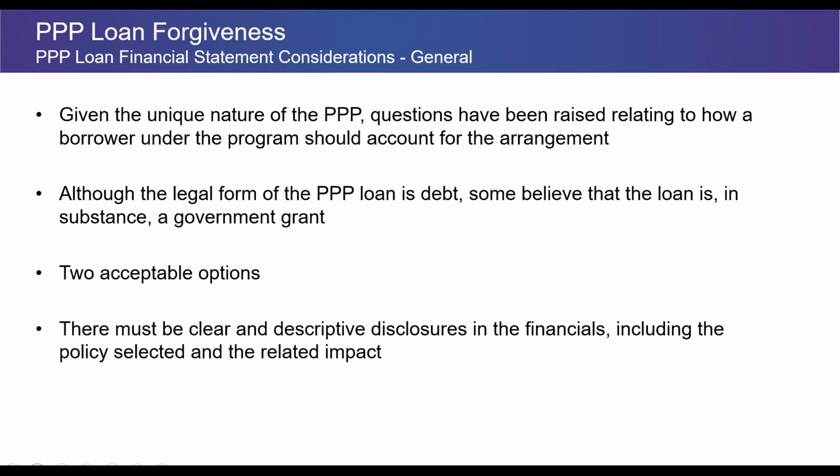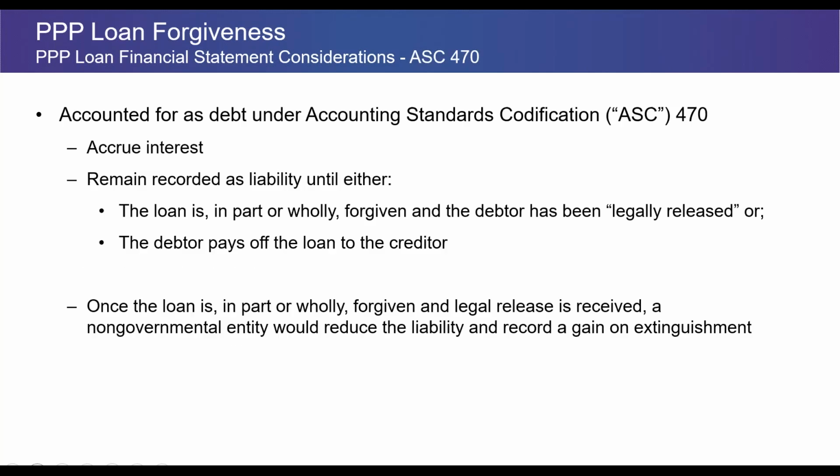There are two clear paths, essentially, as to how you present the PPP loan. So we're going to go through those over the next two slides. The first one is under Accounting Standards Codification 470. This is the more conservative approach, and it's accounting for the PPP loan as debt. So, as you would account for traditional debt, you would accrue interest on the loan, and the loan would remain recorded as a liability until either the loan is in whole or partially forgiven, meaning it's been legally released.